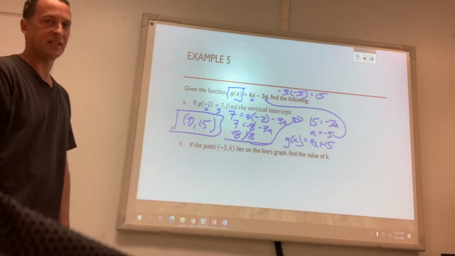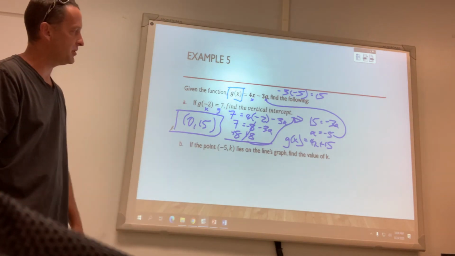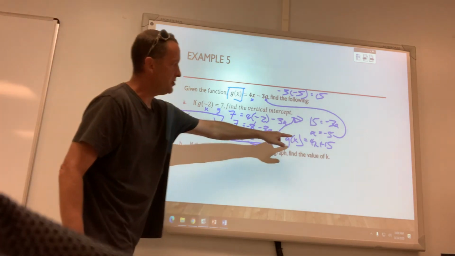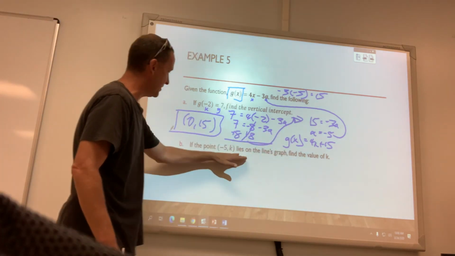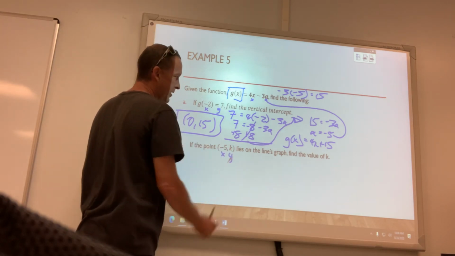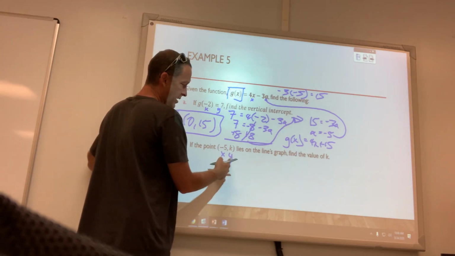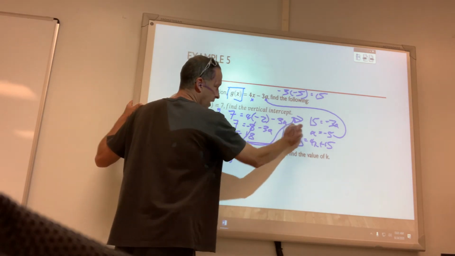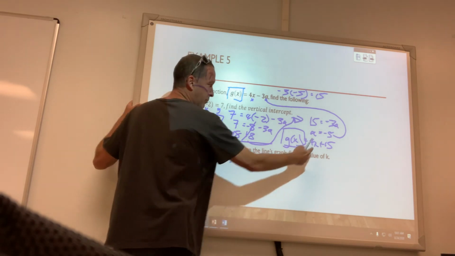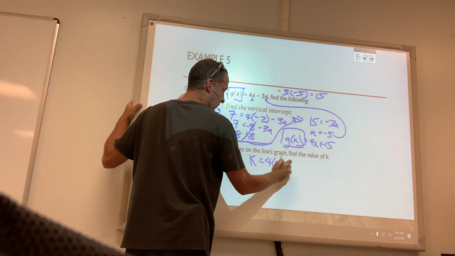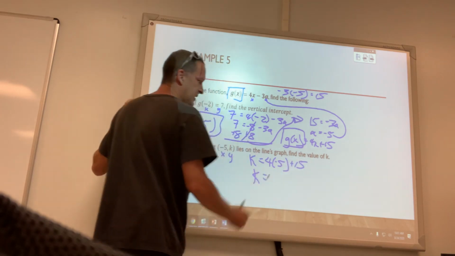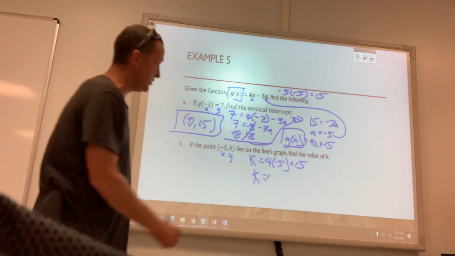it's kind of taking all the steps that we learned in the previous 4 examples and combining them all into one. So now I can use my newly written equation to answer part B. Negative 5, k. So that's x, that's y. So I'm simply going to take the y value and replace the g of x. So that'd be k. Take negative 5, plug it in for x. So that is negative 20 plus 15, which will give you negative 5.